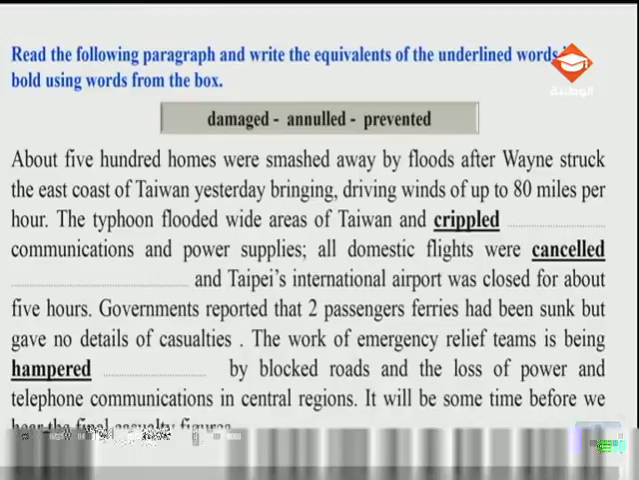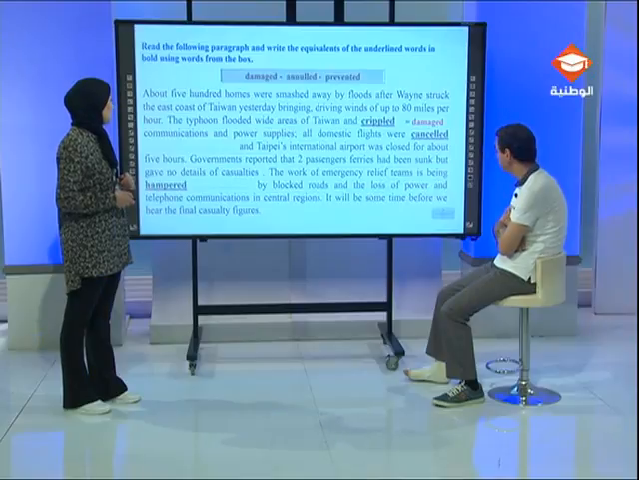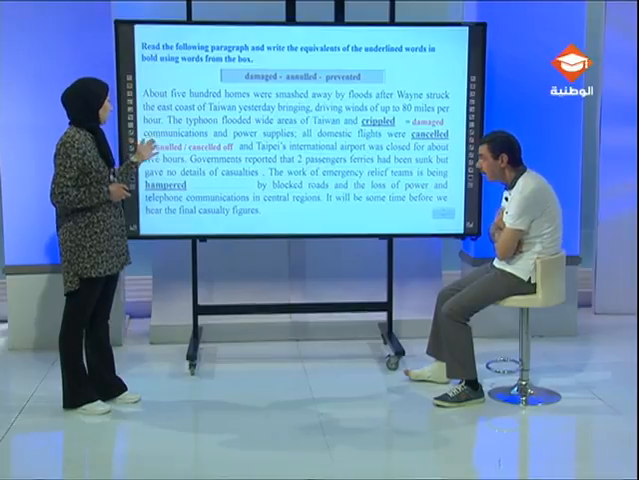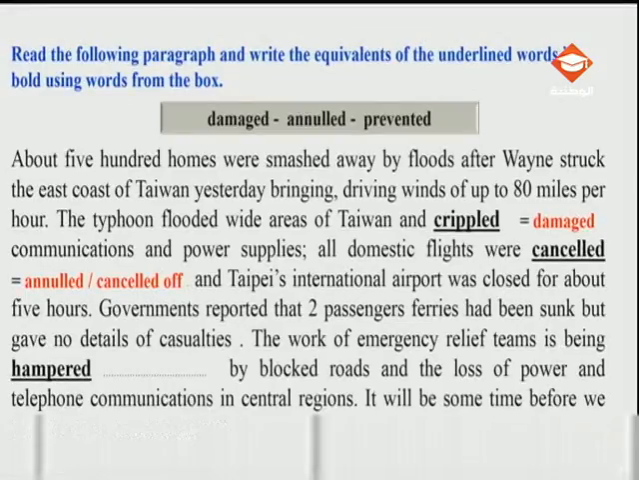So let's check. I'm sure that you have all of them correct. Yes, crippled or damaged. Next word, were cancelled. Annulled, but we can also say called off. So there's a mistake here. It should be called off. We saw it at the beginning, it's a phrasal verb, Miss. Yes, we just repeated the same word. No problem. Called off or annulled, so it's not cancelled. Okay.